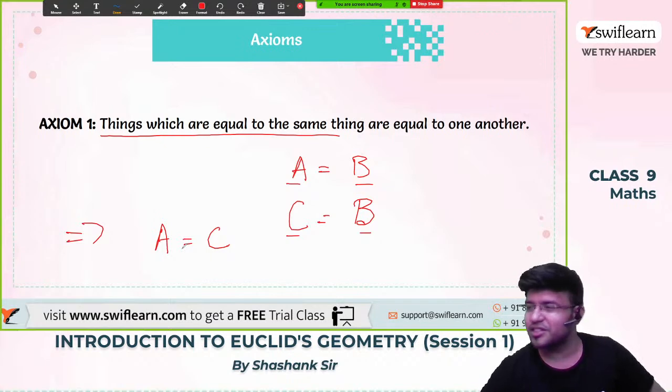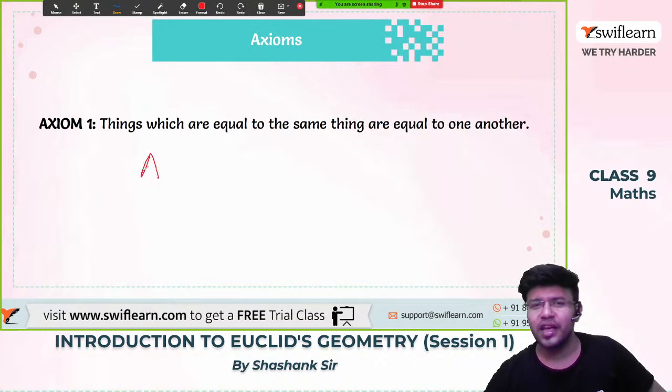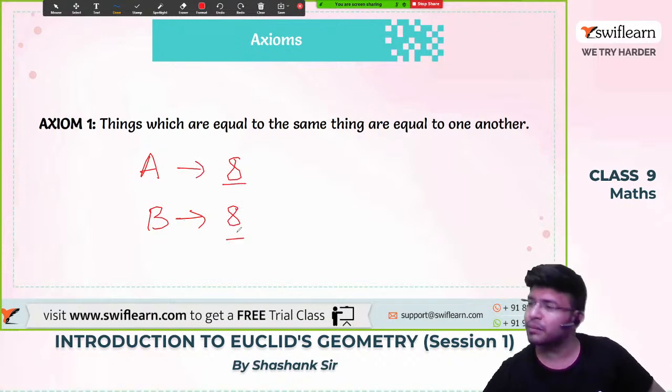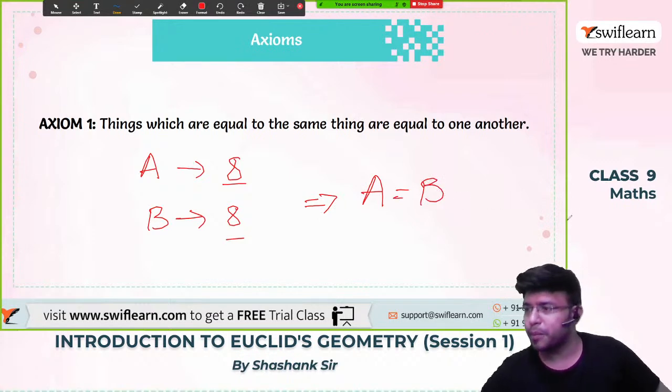Right. This is a universal truth, right? Does it need any derivation or any definition? No. So this is a universal truth. Also, if A is equal to 8 and B is also equal to 8, are they equal to the same thing? Yes. So what does this imply? We say A is equal to B.